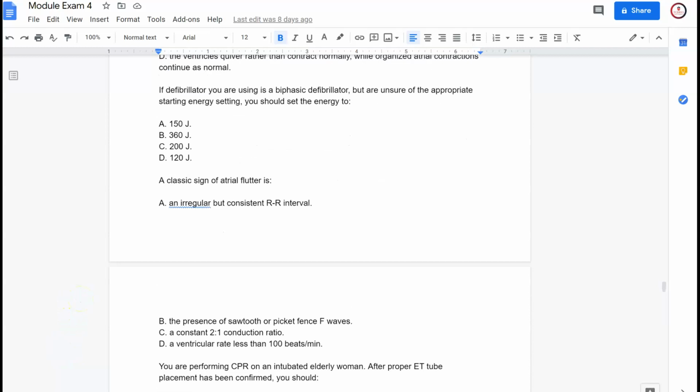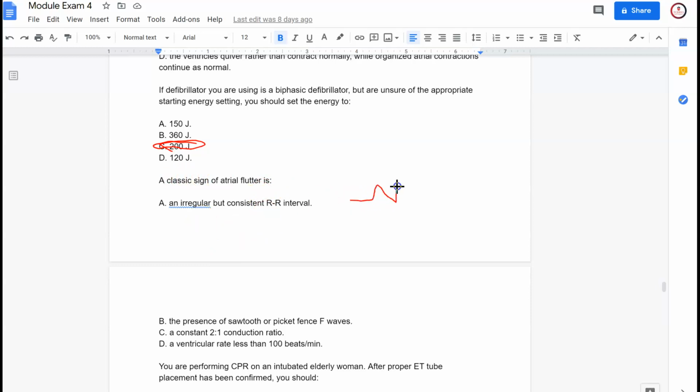If the defibrillator you are using is biphasic, and you're unsure of the appropriate starting energy setting, this is just a clear memorization, right? You're defibrillating with a biphasic. It starts at 200. Period. End of story. Classic sign of A flutter is, right?